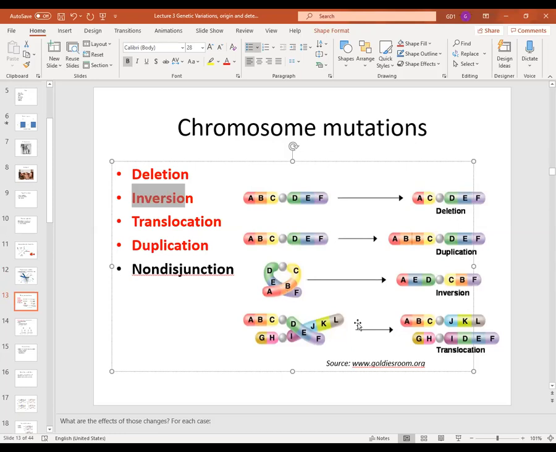Translocation is where a segment jumps from one chromosome to another chromosome. And duplication. What is duplication? Duplication, number 2. So why does this one make sense? Why does this one make a difference in the protein? It makes sense because the protein expression or the regulation of the cell system may be changed. Why does this one make a difference?